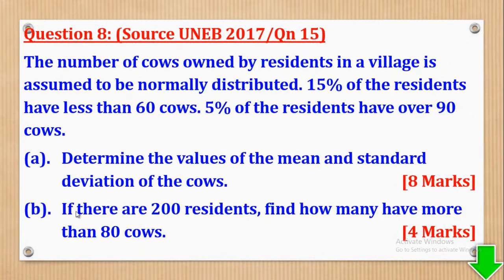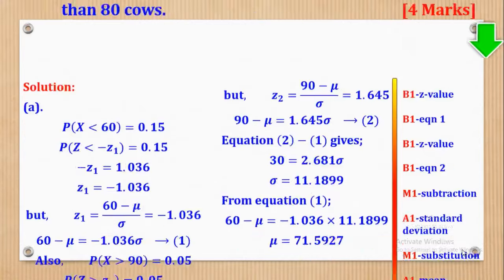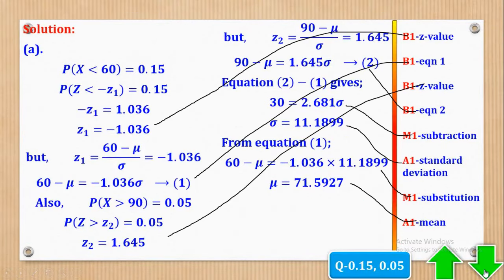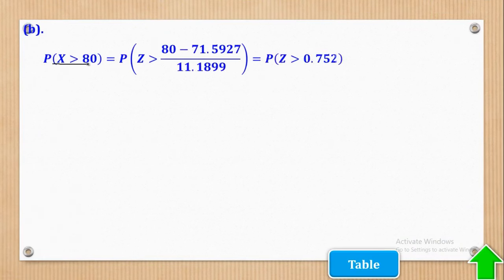Now in part B they said if there are 200 residents, find how many have more than 80 cows. So more than means greater than 80. So we shall first get the probability of x greater than 80, then you multiply by the total number of residents to get the required number of residents. So x greater than 80, the good thing is we have got the mean and standard deviation, so we can standardize to come up with 0.752 and it should be to 3 decimal places.